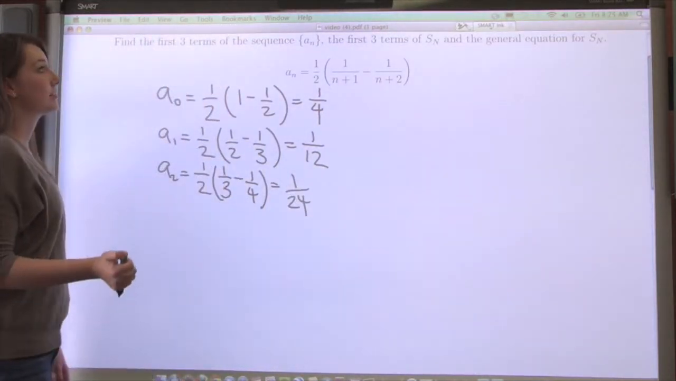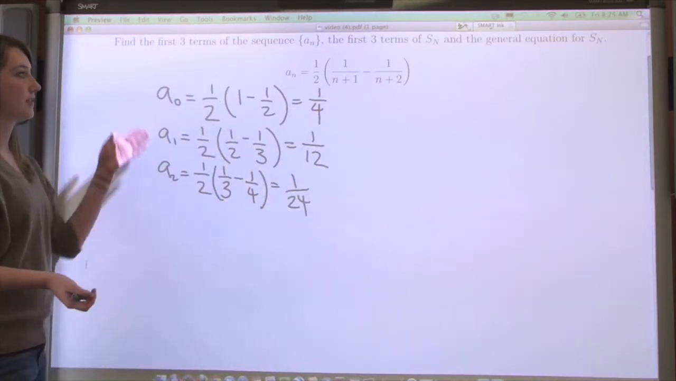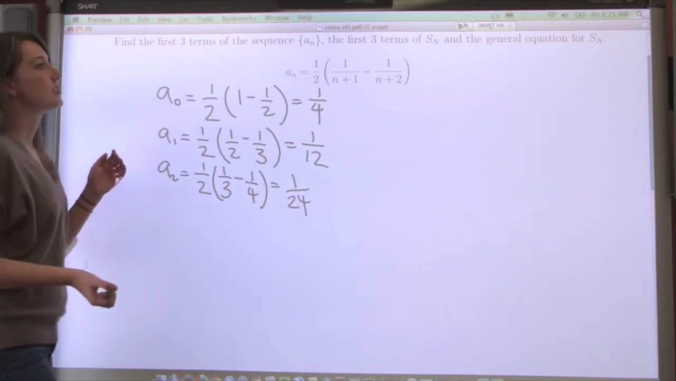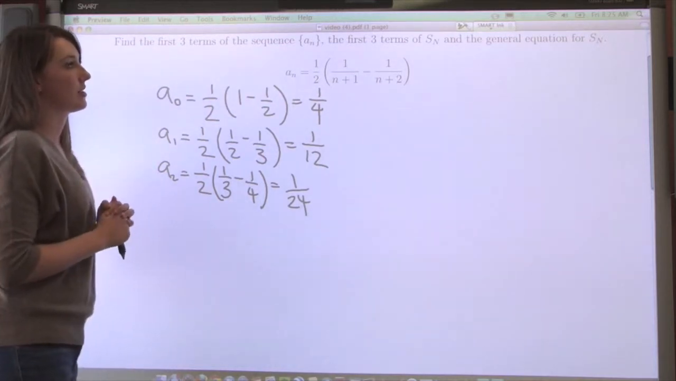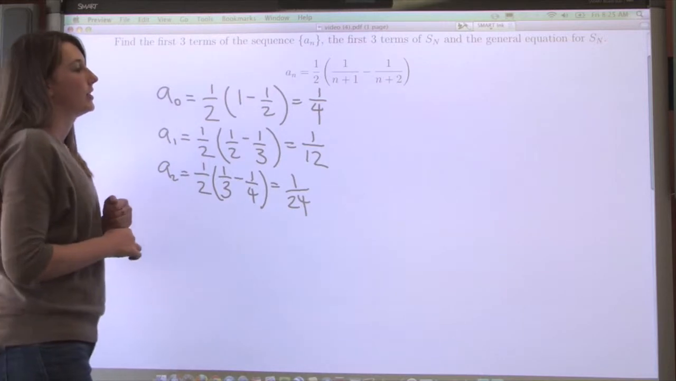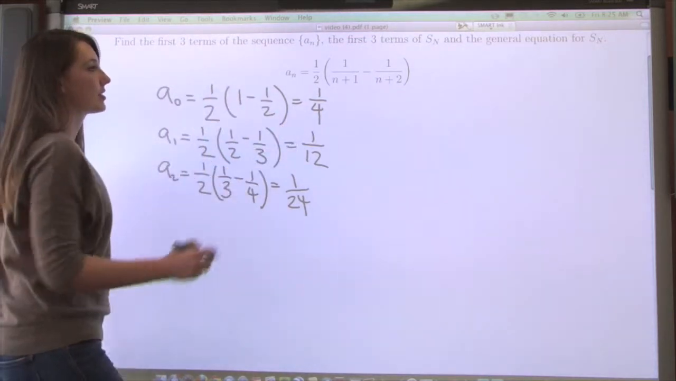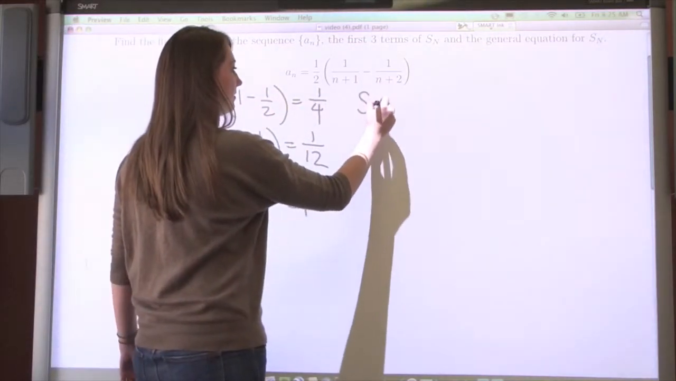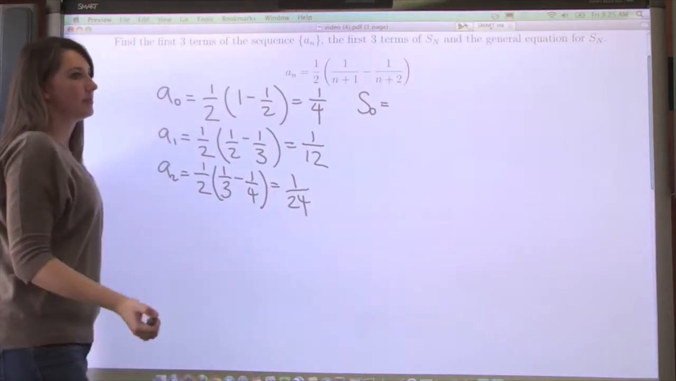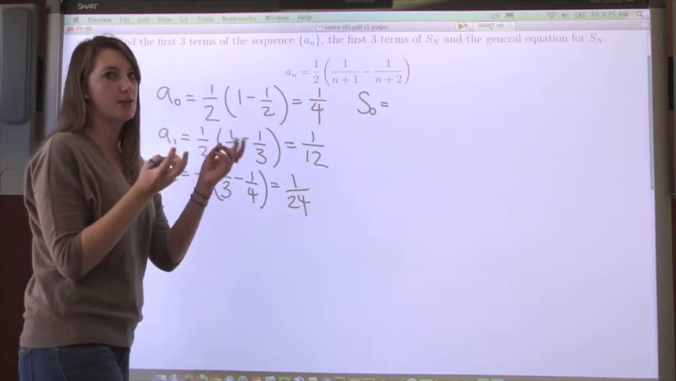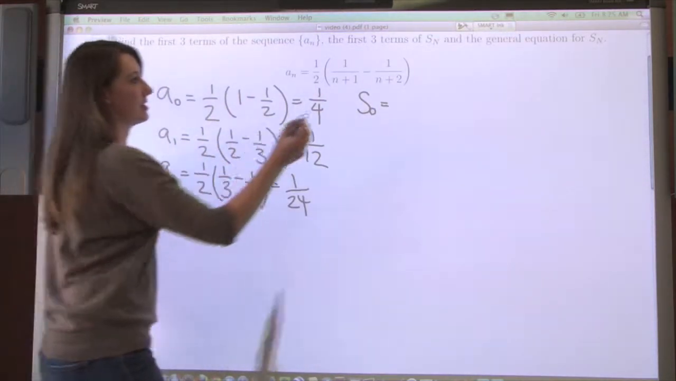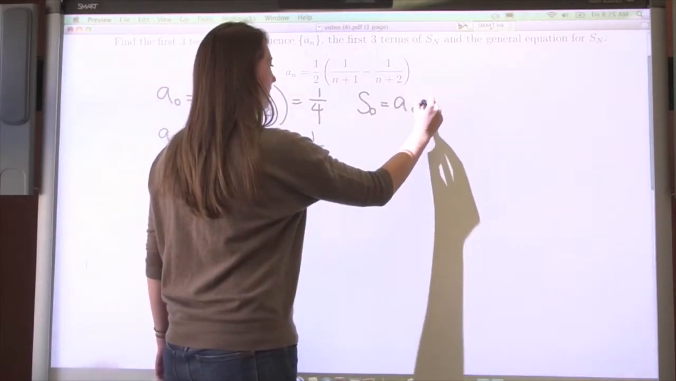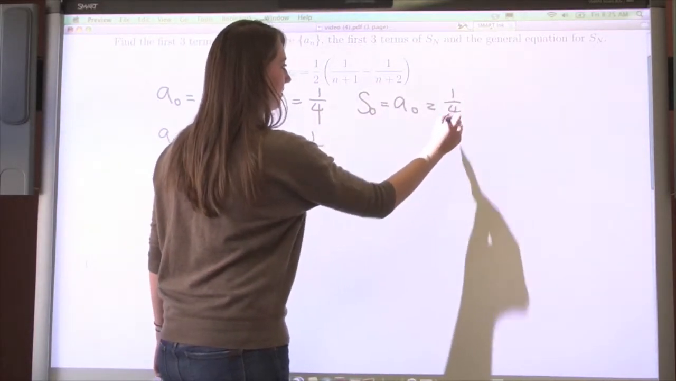Okay, sweet. So now we're done with the first part of this question because we found the first three terms of this sequence. So now we need to find the first three terms of S sub n. I like to write them right next to each other. So S sub 0 would just be the sum of the 0 terms, right? So it's just going to be a sub 0. So we know that's 1/4.